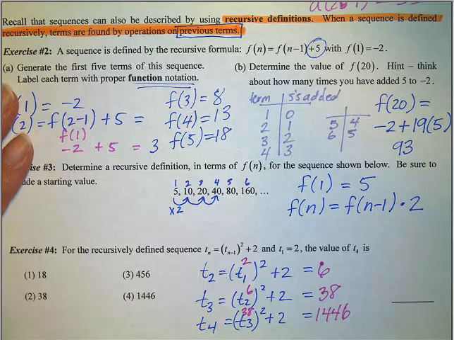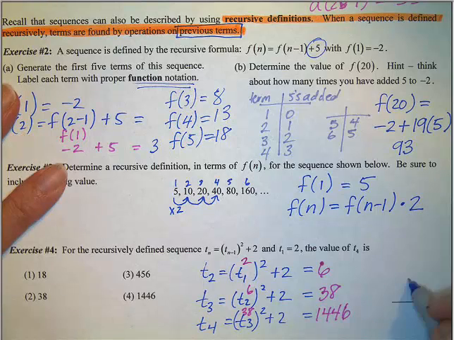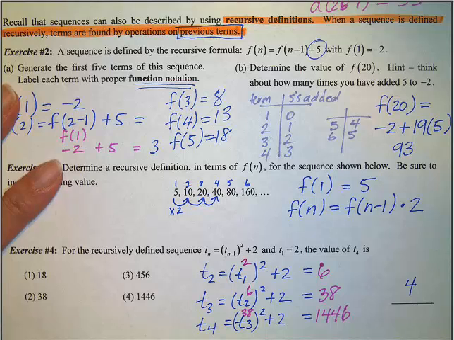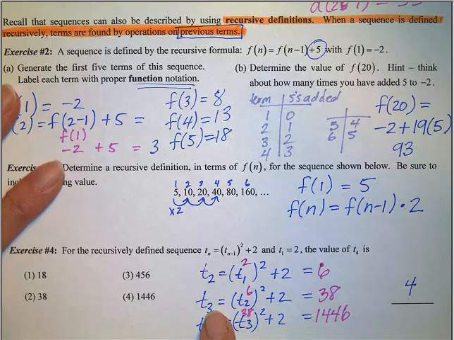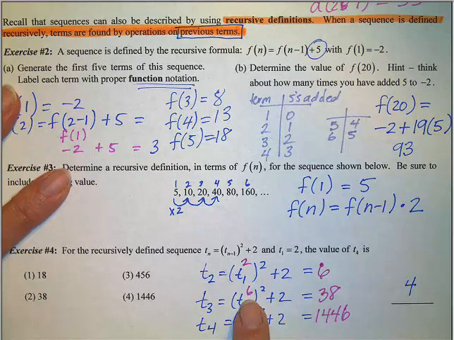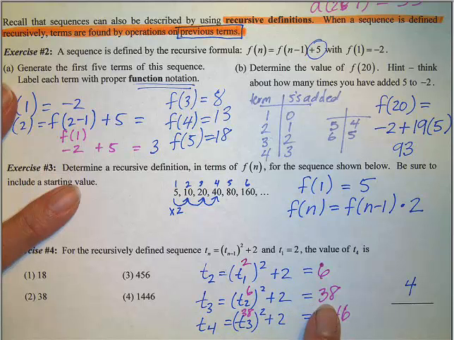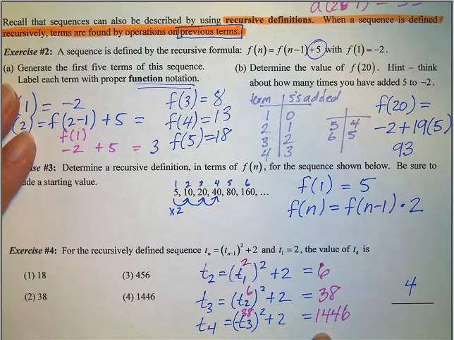Hopefully you got the answer of choice 4. You can see my work here. So the first term they gave us, the second term equals the first term squared plus 2. Well, the first term is 2, so 2 squared plus 2 is 6. The third term equals the second term squared plus 2. Well, the second term is 6, so 6 squared plus 2 is 38. The fourth term is the third term squared plus 2, so 38 squared plus 2, which is 1446.